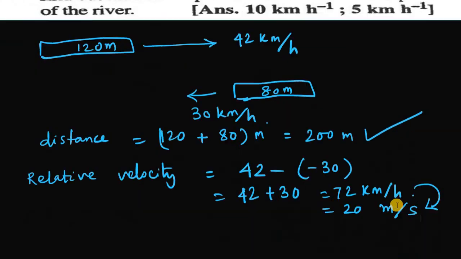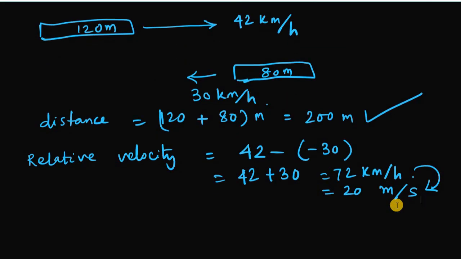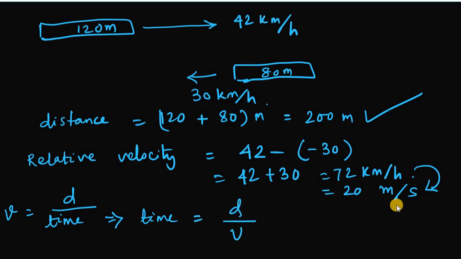So once we have the relative velocity as well as the distance, then we can definitely find out the time. What is time? Velocity is basically distance by time, so time would be distance by velocity.